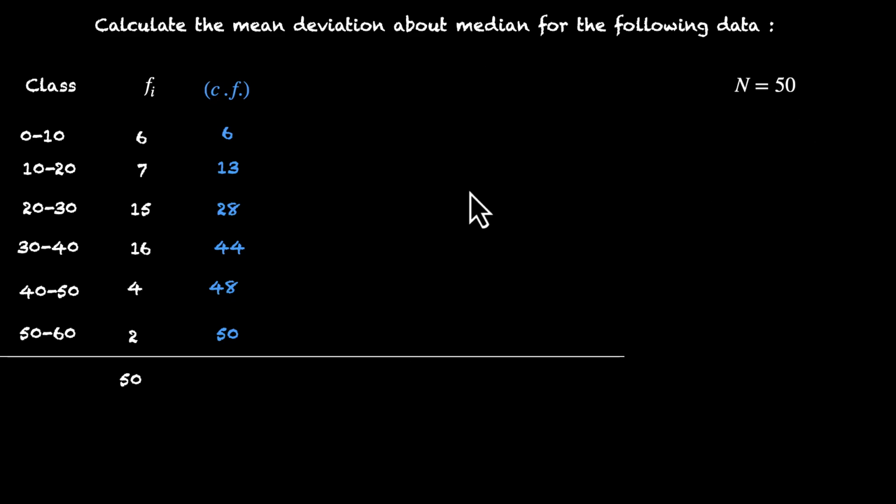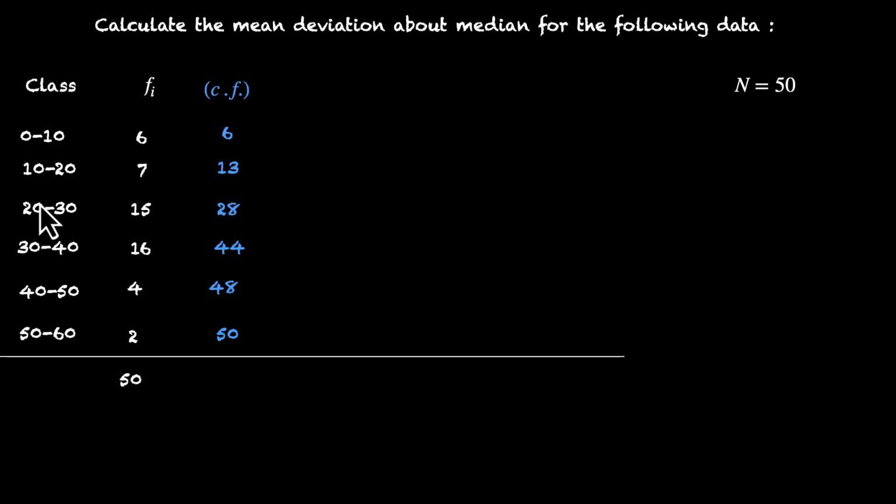Now median is going to be the value in the middle. Half of 50 is 25. Let's see where that value is. Cumulative frequency is 28 here and 13 here. This means this is the class that we need to look at. This is where our median is going to be.